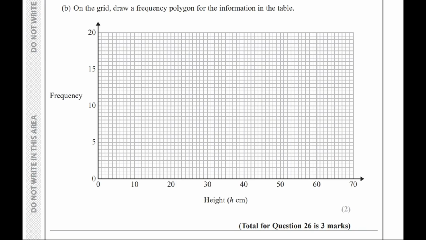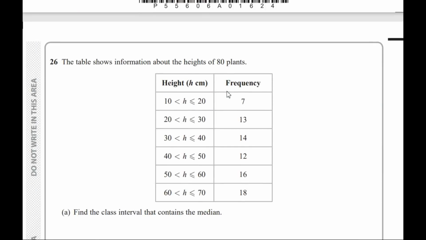Now for part B of this question, we're asked to draw a frequency polygon for the information on the table that we've just seen. Now the way we do this is to look at each of the class intervals, and let's just take a look down the page at this, because the class intervals are here.